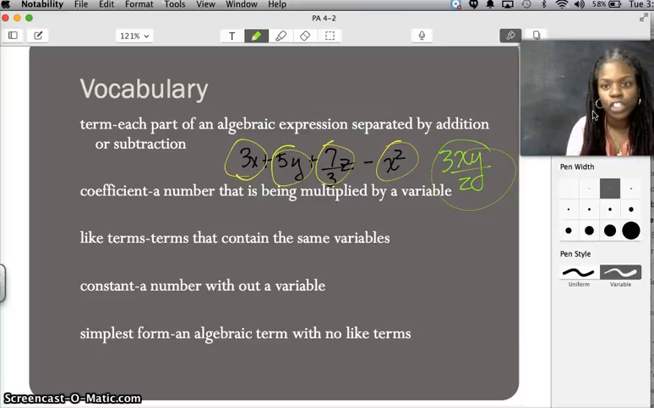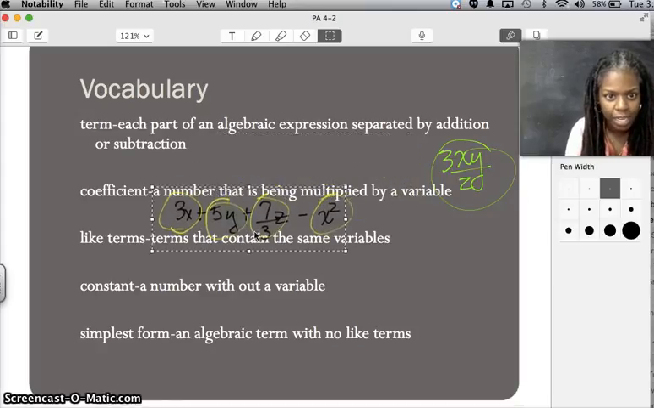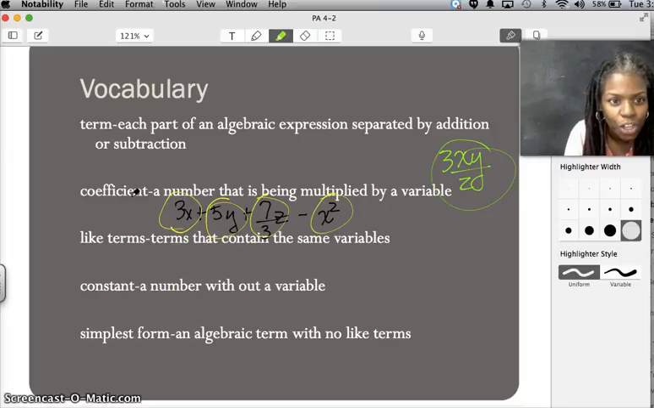This next one, coefficient. In the case that we were looking at, I can probably just grab this example down here, right? In this case, I'm going to use my fancy highlighter to highlight the coefficient. A coefficient is a number that is being multiplied by a variable or variable term or variables. So in this case, 3 is the coefficient, 5 is the coefficient, 7/3 here would be the coefficient.